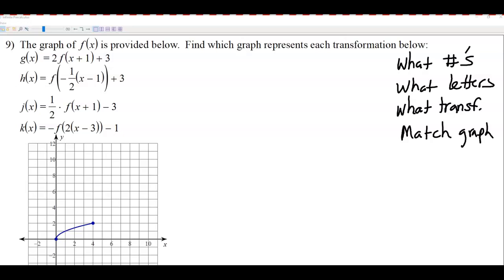Here we go. So for number 9, I'm going to start off with the function g of x. And I would encourage you guys to write this down on your notes, because if on your notes you just have the letter answer next to it, that's not going to be helpful to you on a test. You'll want to have some notes to go with it.